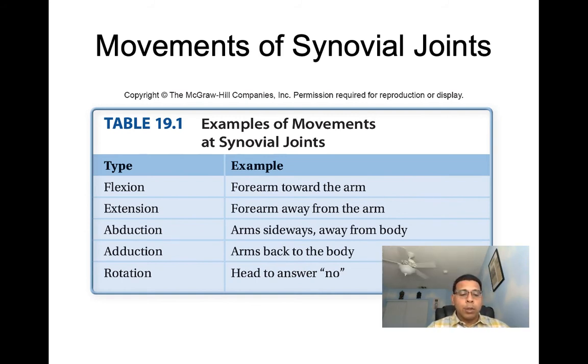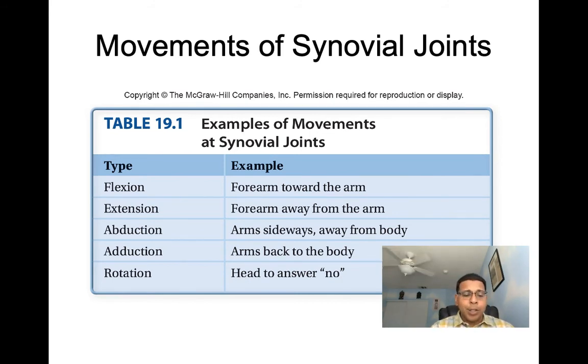When a skeletal muscle contracts, or flexes we can say, the insertion moves closer to the origin. For example, here they're telling us the forearm towards the arm. So let's say if we were to flex the arm, with flexion here you can see the forearm moves towards the arm. And then we have extension. Extension moves the part away, so basically the forearm moving away from the arm.